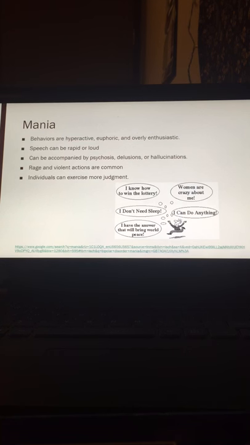When an individual is undergoing a mania episode, rage and violent actions are usually common, which can lead to poor judgment. This can include excess spending, so going on spending binges, or inappropriate sexual activity.